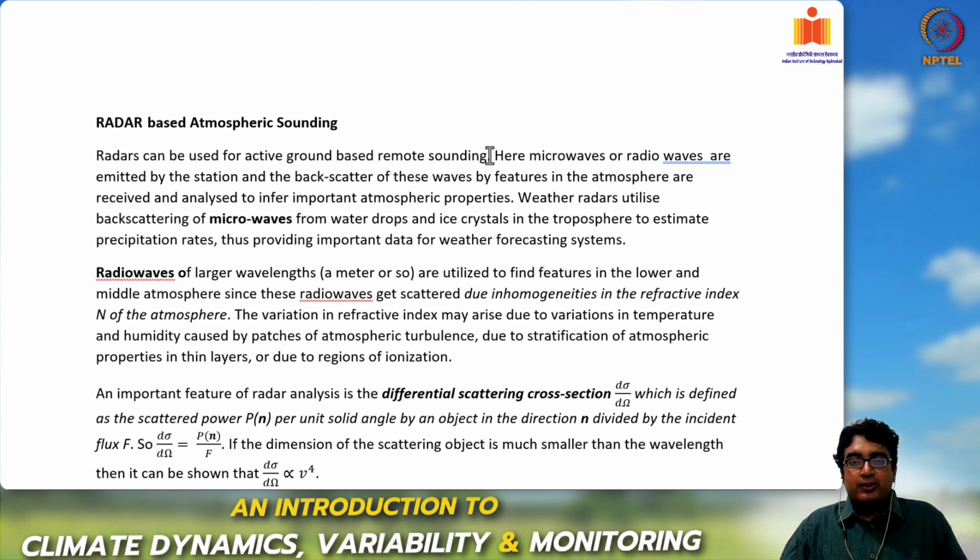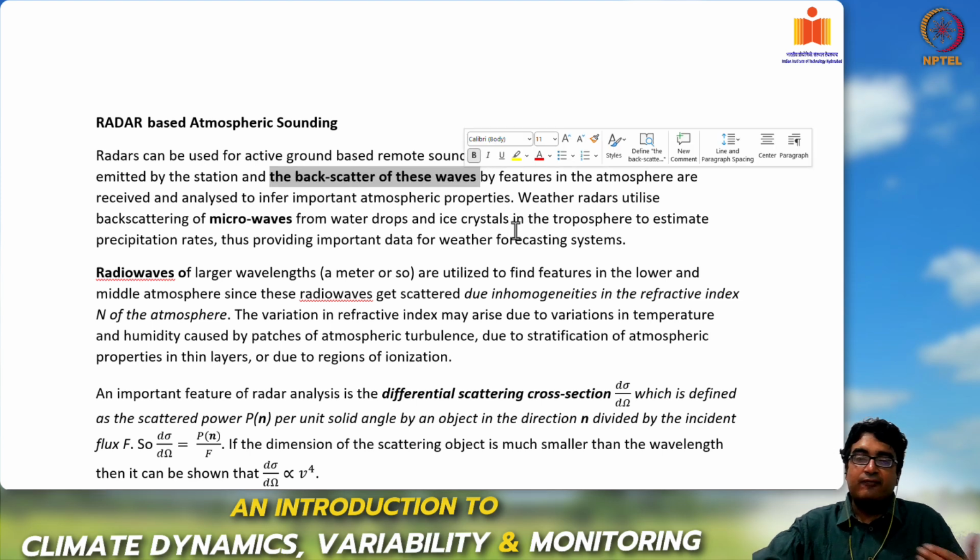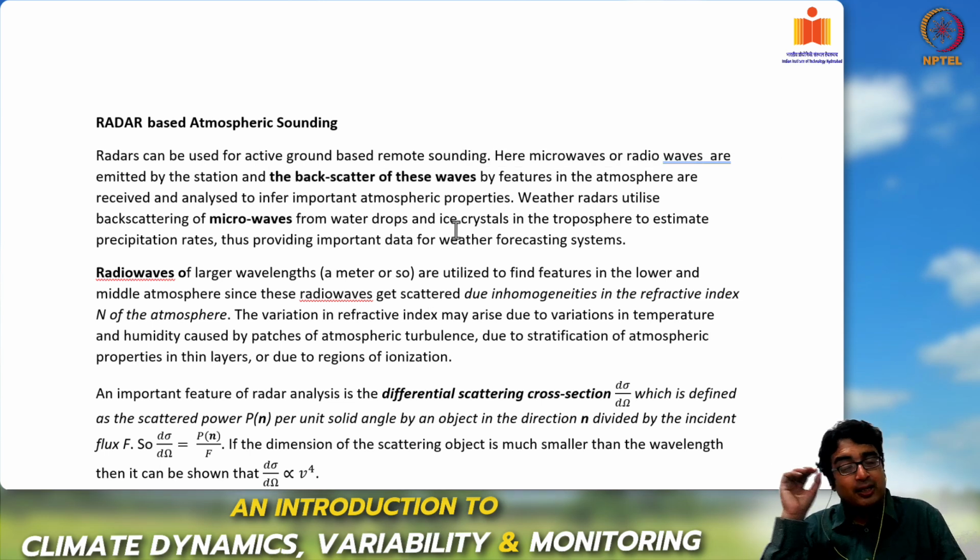Here microwaves or radio waves are emitted by the station, and we look at the backscatter of these waves. This is very important and is a different concept here. We are looking at the backscatter of these waves back towards the receiver of this station, and important atmospheric properties are evaluated based on the backscatter of these microwaves and radio waves from features in the atmosphere. So we are not looking at the transmission or absorption of the radiation, but the scattering or reflection of this radiation from various atmospheric features.